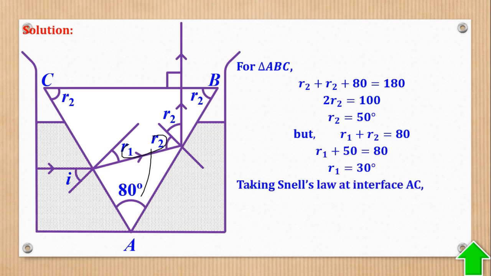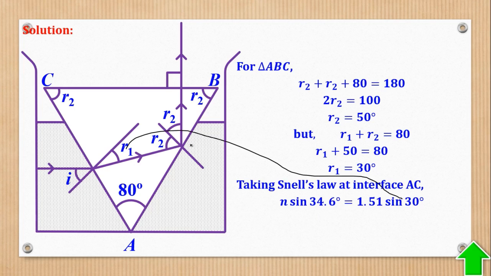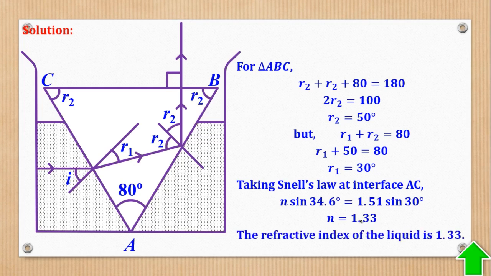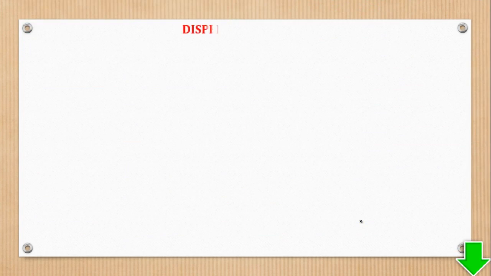Okay. Then taking Snell's law at surface AC here, n liquid sine I is equal to n glass sine R1. And R1 is 30, and sine I we are given as 34.6. So I can make n liquid the subject, and that's what they wanted. So that has been the third condition for total internal reflection.